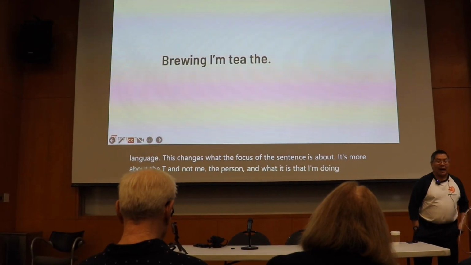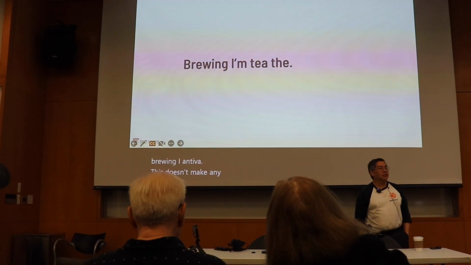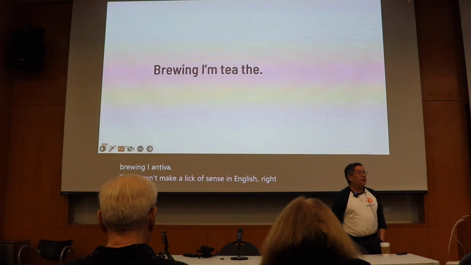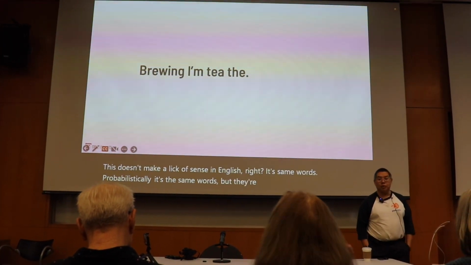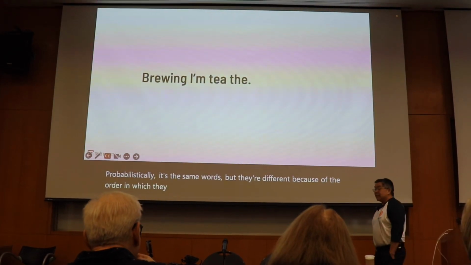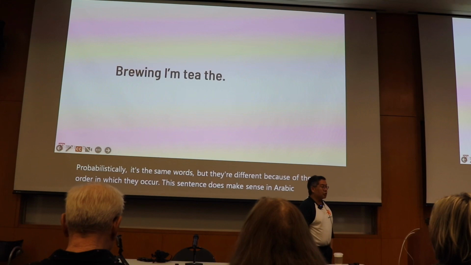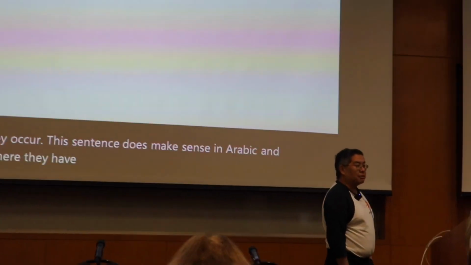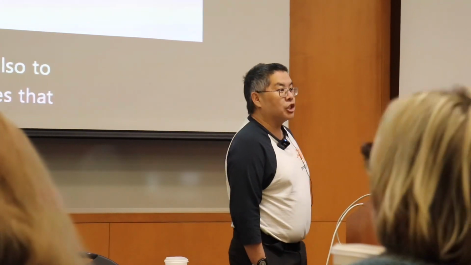If I say brewing I'm tea the, this doesn't make a lick of sense in English. Right? It's the same words. Probabilistically, it's the same words, but they're different because of the order in which they occur. This sentence does make sense in Arabic and Gaelic and Irish, where they have a verb, subject, object format, but it doesn't make any sense in English. And so part of the challenge of large language models is also to understand what language you are working in and how that language functions.